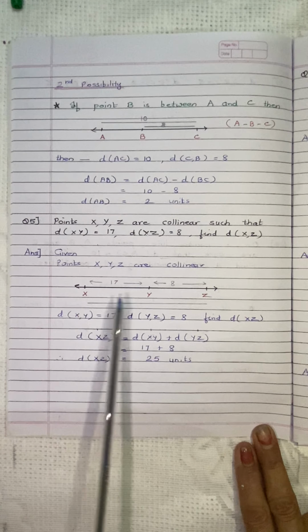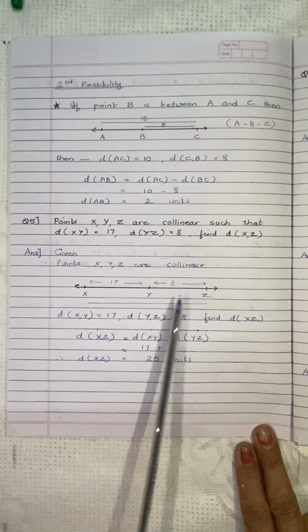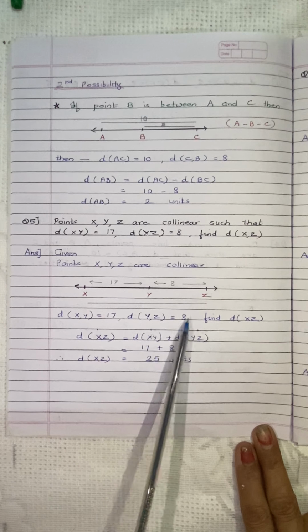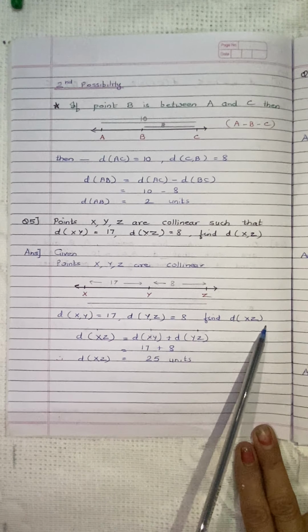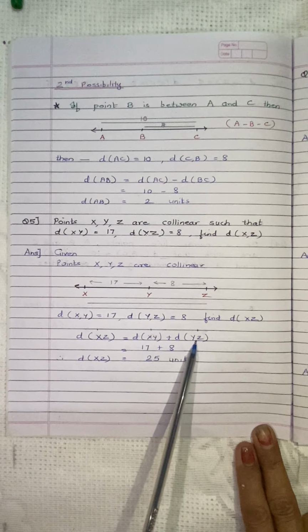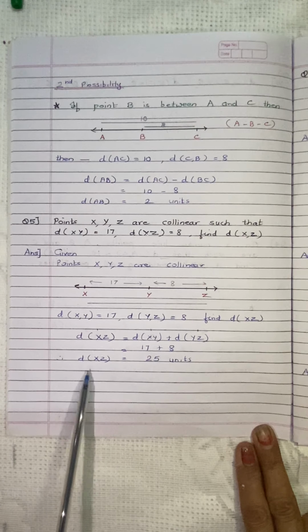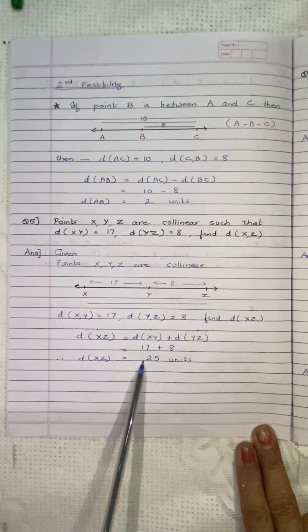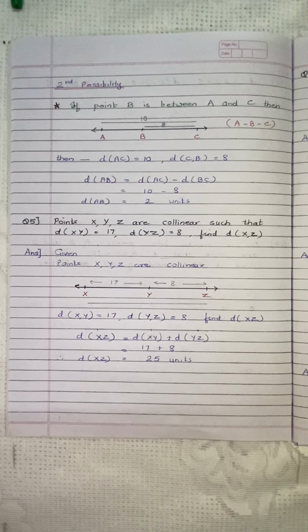So XY is 17 they have given, YZ is 8. So distance between XY is 17, YZ is 8. Find distance XZ. So distance XZ is equal to XY plus YZ. So 17 plus 8, that is the distance. Therefore distance between XZ is equal to 25 units.